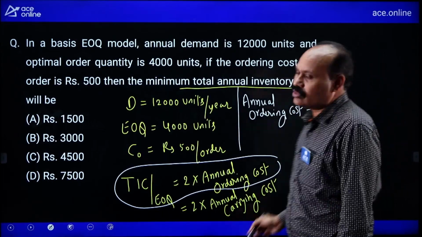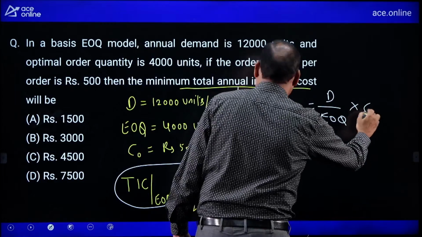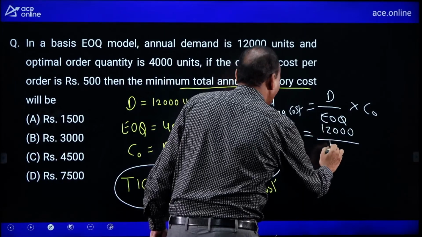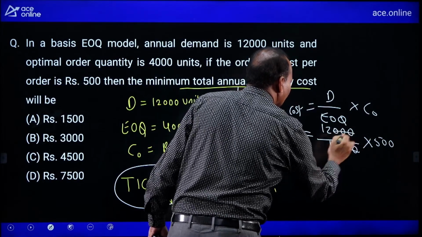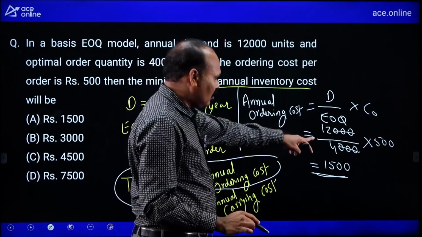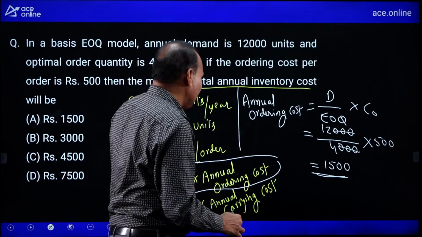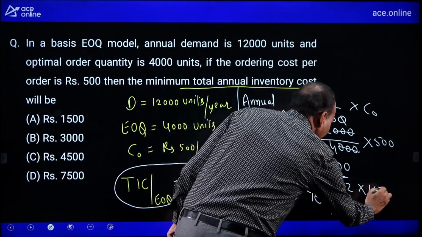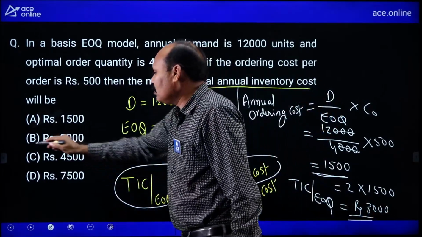How many orders do we have? So annual ordering cost is equal to D upon Q, where Q is nothing but EOQ, into C naught, each order cost. Just take the values: 12,000 divided by 4,000 into C naught value 500. So how much here? 1,500, because there are 3 orders in 1 year. So 3 into 500, 1,500. But the question is inventory cost, so inventory cost at EOQ is 2 times this, 2 into 1,500, equal to rupees 3,000. Answer is 3,000, so you find it in option B.